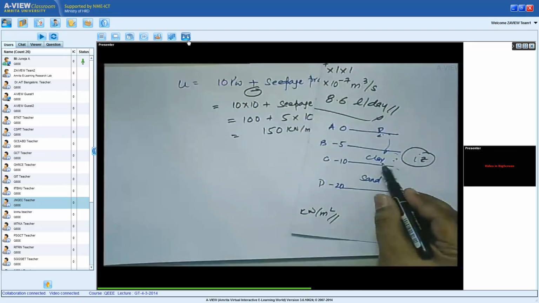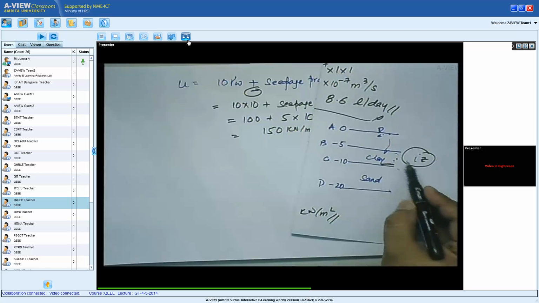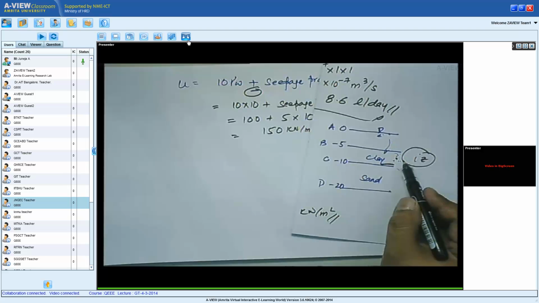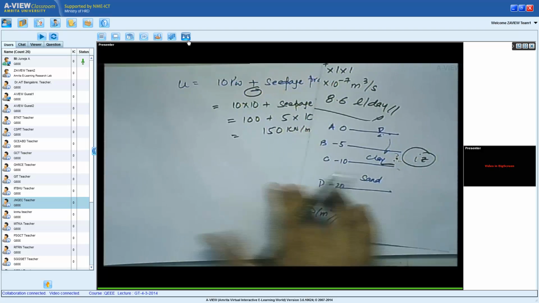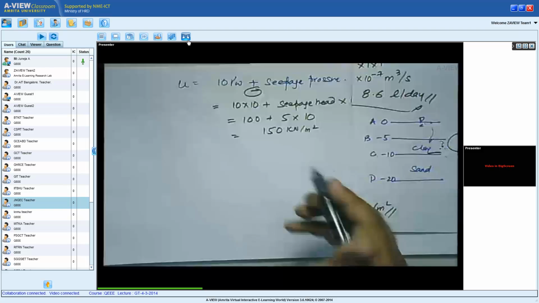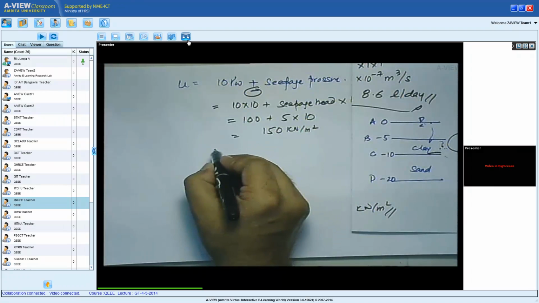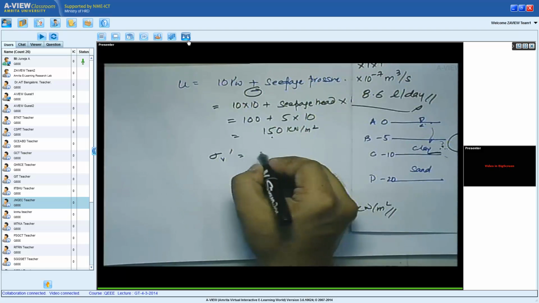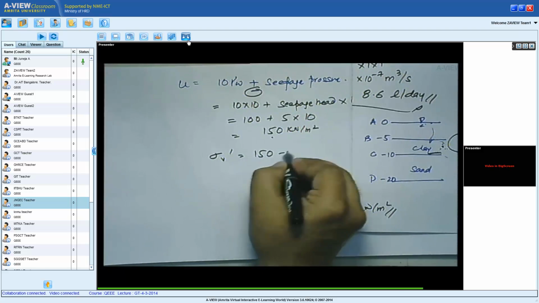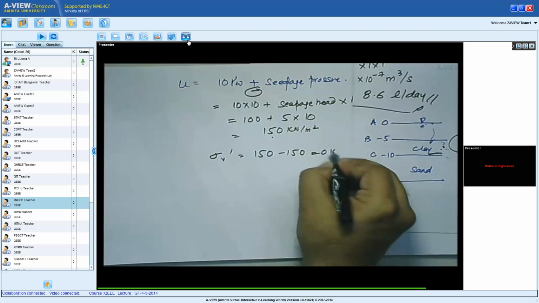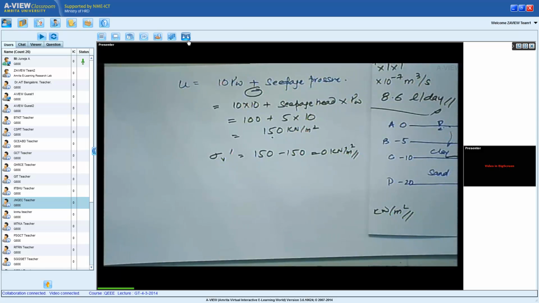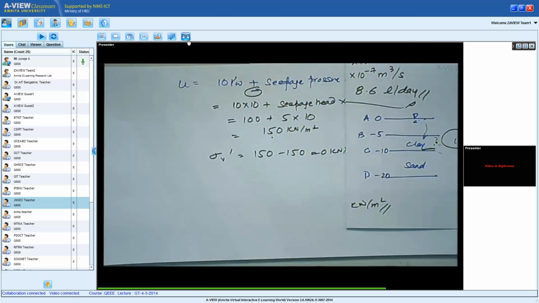We have calculated at this level, but I repeat, if you had to calculate at any level, I would like you to go back home and review what was covered in the previous lecture. The pore water pressure is 150. What about effective vertical stress? Equals 150 minus 150, which is again 0 kilonewton per meter square. That's C. What about D?